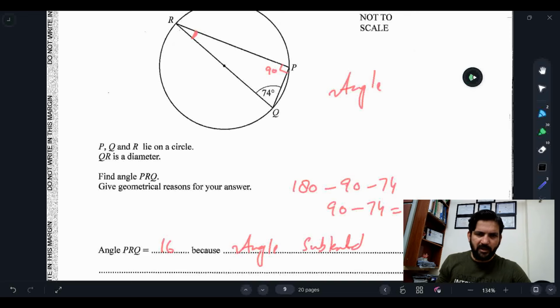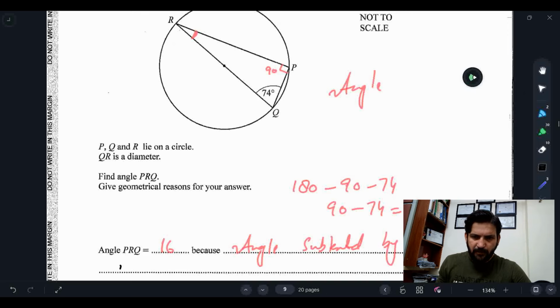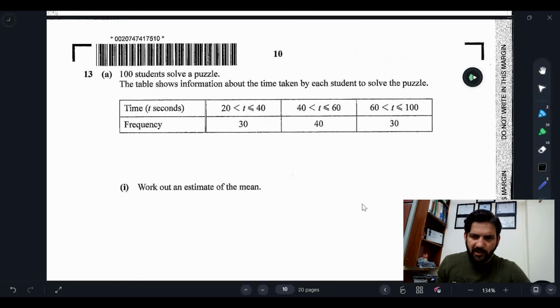So 16 will be the answer, and the reason for this will be the angle subtended by a diameter will be 90 degrees. And the second reason is the sum of all angles of a triangle is 180 degrees. I hope that the concept is clear. Let's move to the next one.